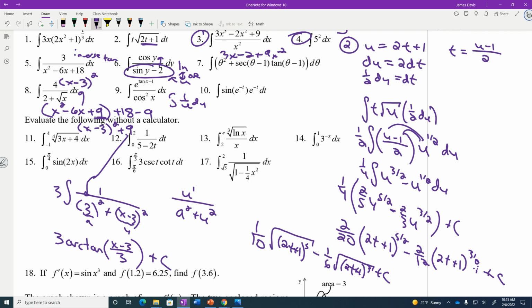So that would just be natural log of sine y minus 2. Yeah. So if you think of the derivative of this, it would be 1 over sine of y minus 2 times the derivative of that, which would be just cosine of y.